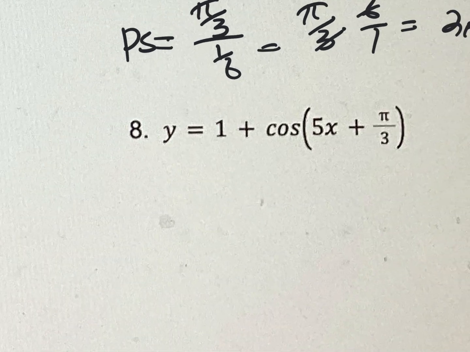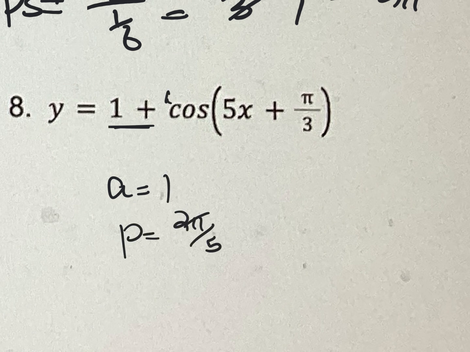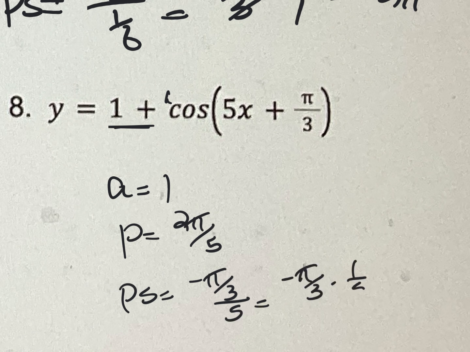One more. Number 8. This 1 plus at the beginning has nothing to do with the answers I need right now. That just shifts the whole graph up 1. So my amplitude on this one is just 1 because that's what's in front of cosine. My period is 2 pi divided by b, which is 2 pi over 5. The phase shift is the opposite of c over b. So I'm going to go keep change flip again. Keep change flip, which gives me -pi over 15.